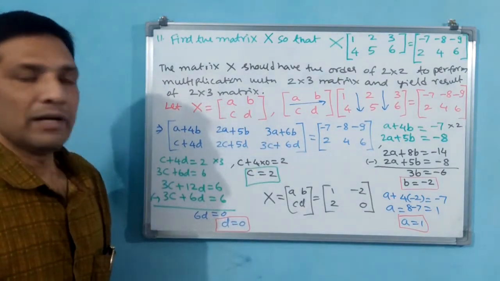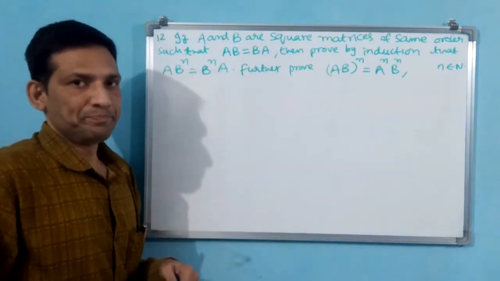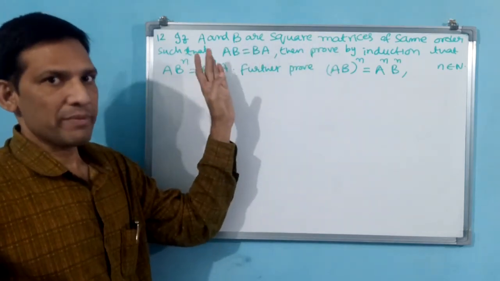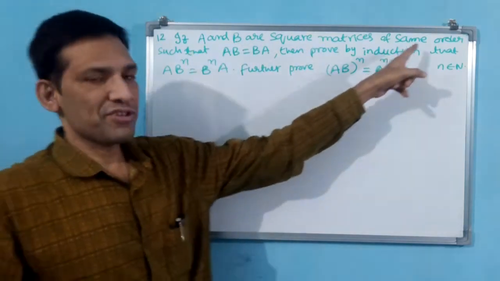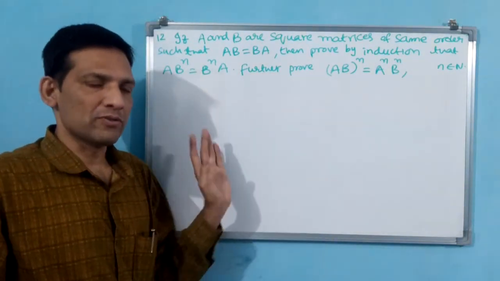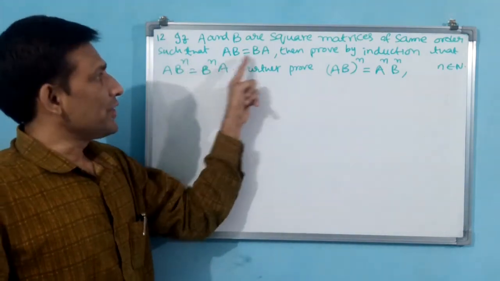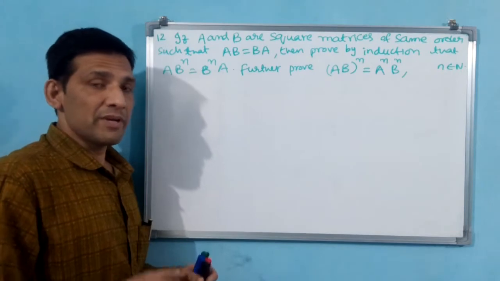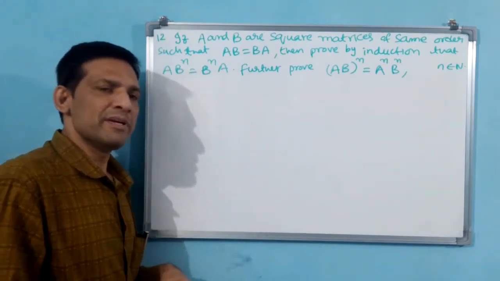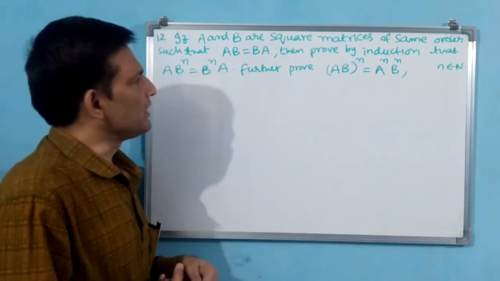Okay. Let us go for the 12th question. See the 12th question. If A and B are square matrices of the same order, that means if A is 2 by 2 then B is also 2 by 2, and if A is 3 by 3 then B is also 3 by 3, such that AB is equal to BA. Normally AB will not be BA, except in rare cases, such as with an inverse or something, it will be BA.